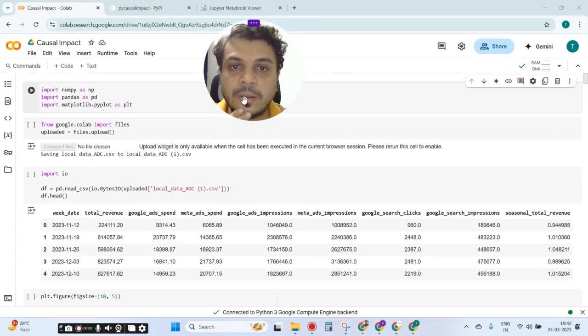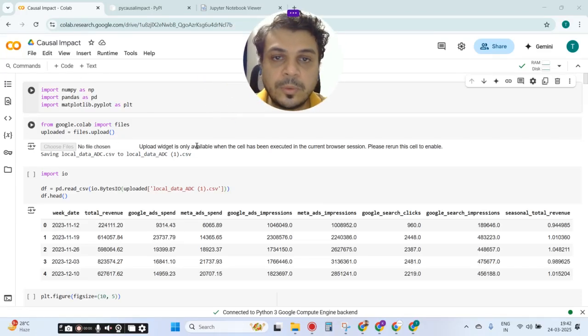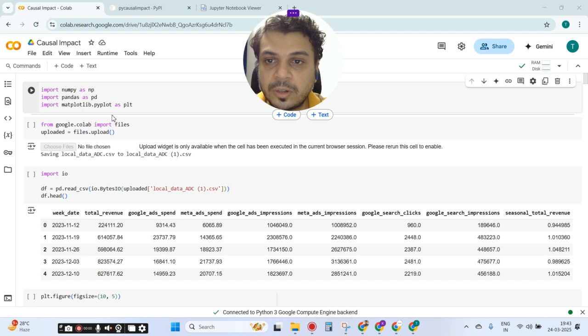So we'll be talking about the actual Jupyter notebook now. I'm running this in Google Colab. And as you can see, first of all, I've imported some dependencies like NumPy and pandas for basic data manipulation, and for plotting I've got matplotlib and pyplot from there.